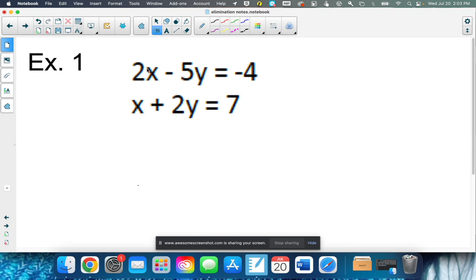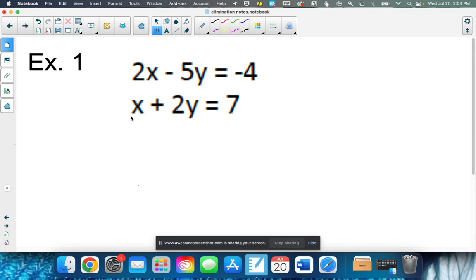Okay, so are my equations lined up? Yes, the first is the x, the second is the y, the last is the number. They both are lined up, so we're good, but the problem is my coefficients on my x's don't match, and neither do the coefficients on my y's. So I have to multiply one or both of the equations to get the coefficients to match. So I have a couple of choices on how I can do this. I could multiply the second equation by 2.